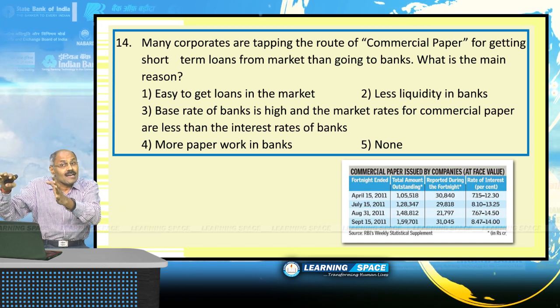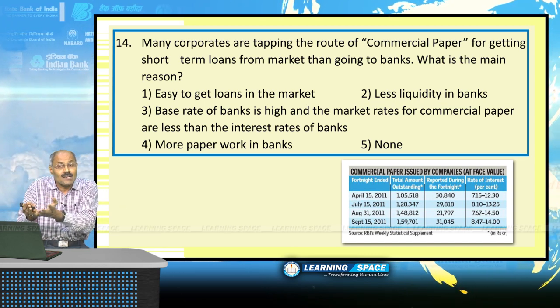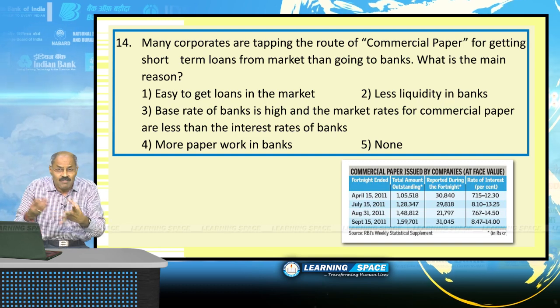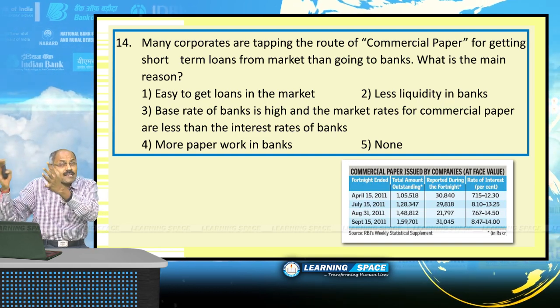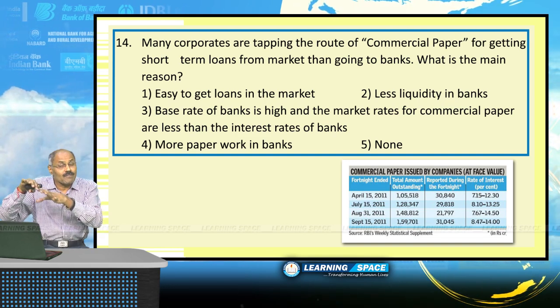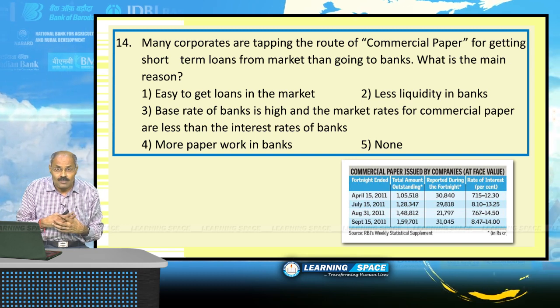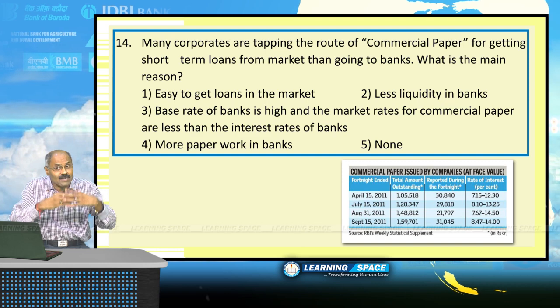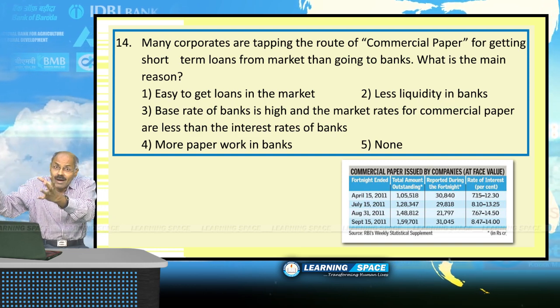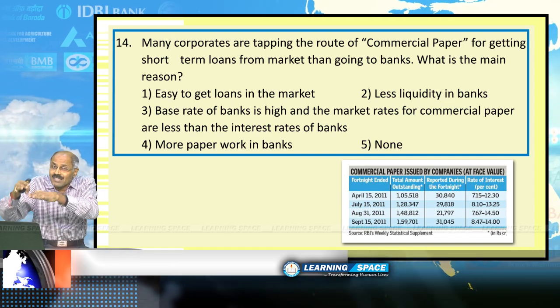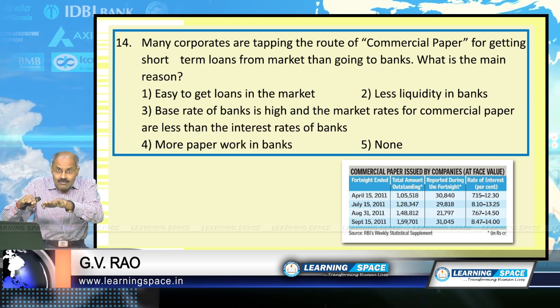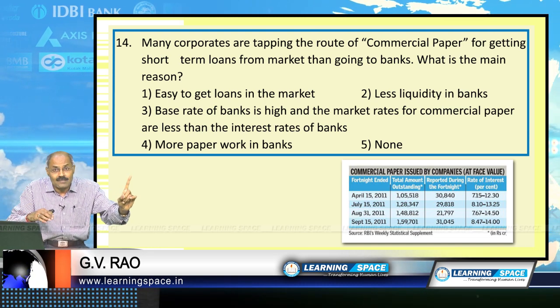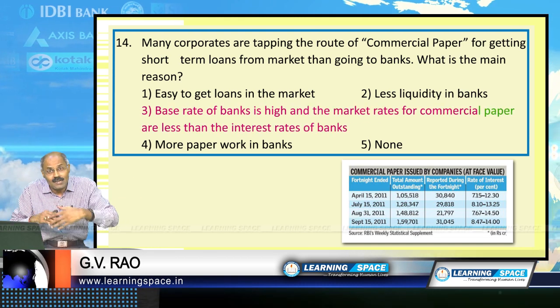But he is getting money because several software companies are flooded with money. Infosys has got cash reserves. Similarly, Wipro has got cash reserves. And companies like Reliance Industries, highly rated corporates, can borrow money from the market at much lesser interest rates. That's why they are not going to the banks. So the answer here is the third one.